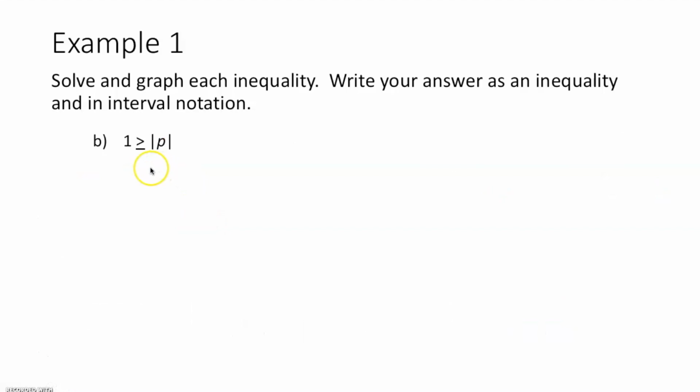Part B, doing the same thing. Here we have 1 is greater than or equal to the absolute value of p. So simplify, move, break, solve. Can we simplify either side? No. Next, we move our absolute value to the left.